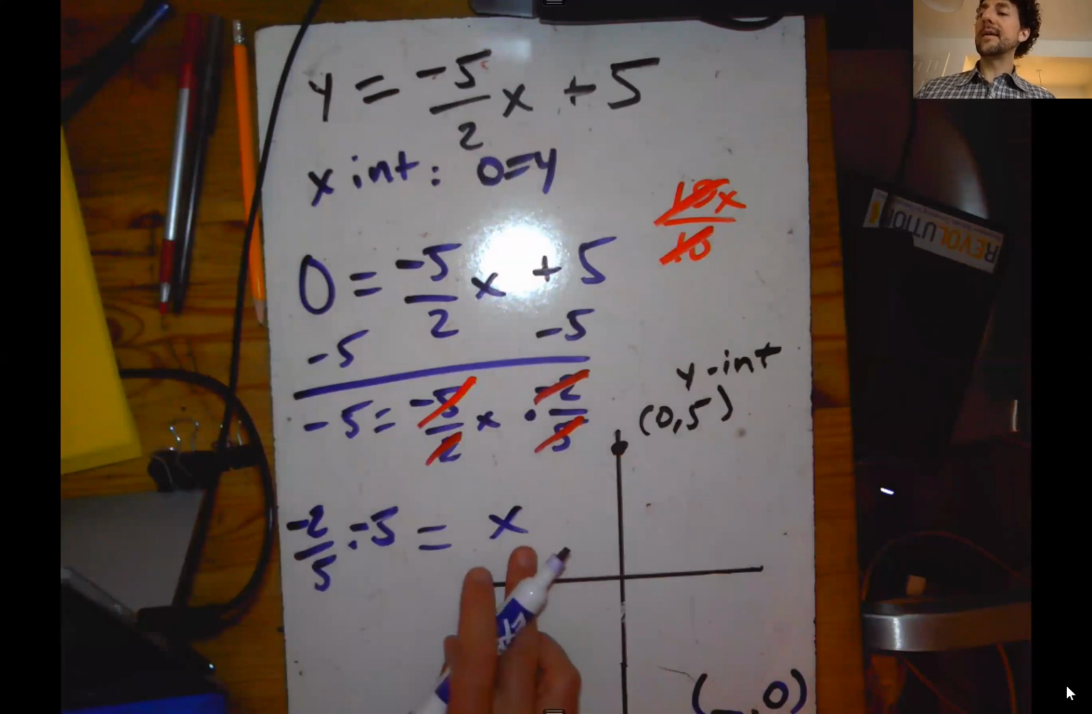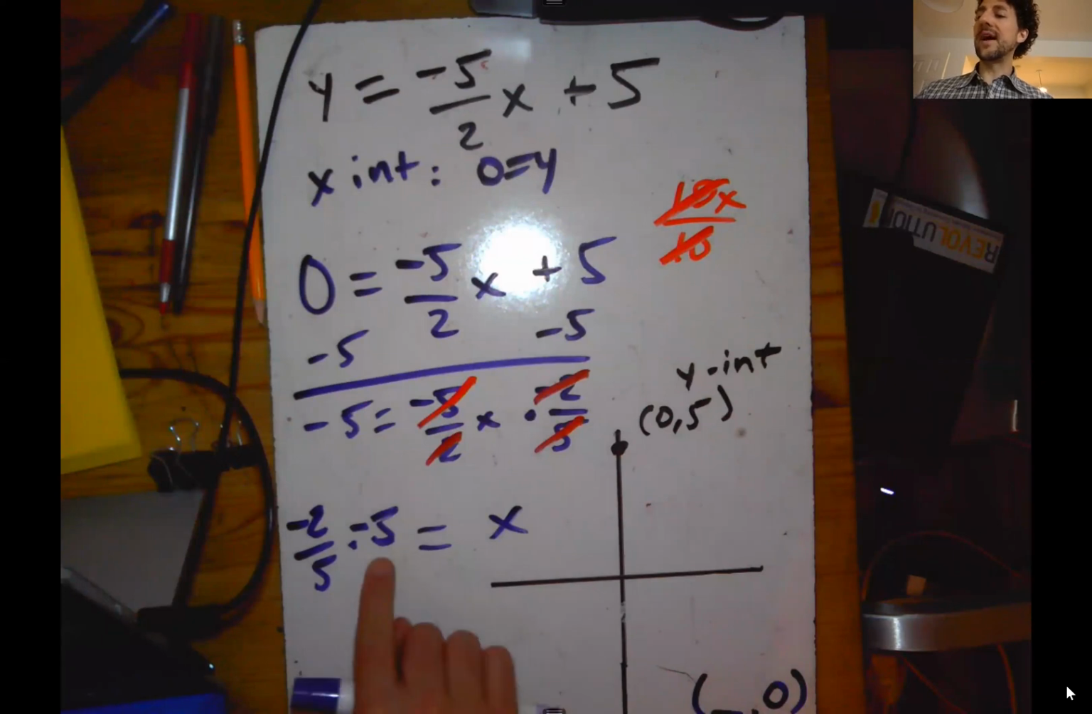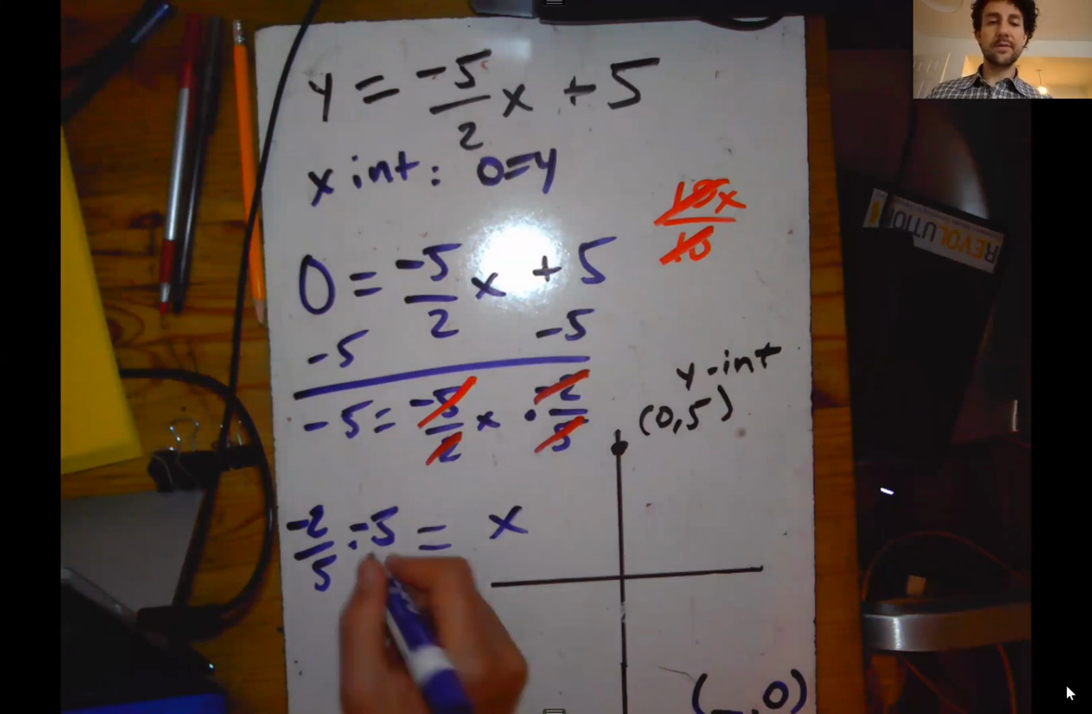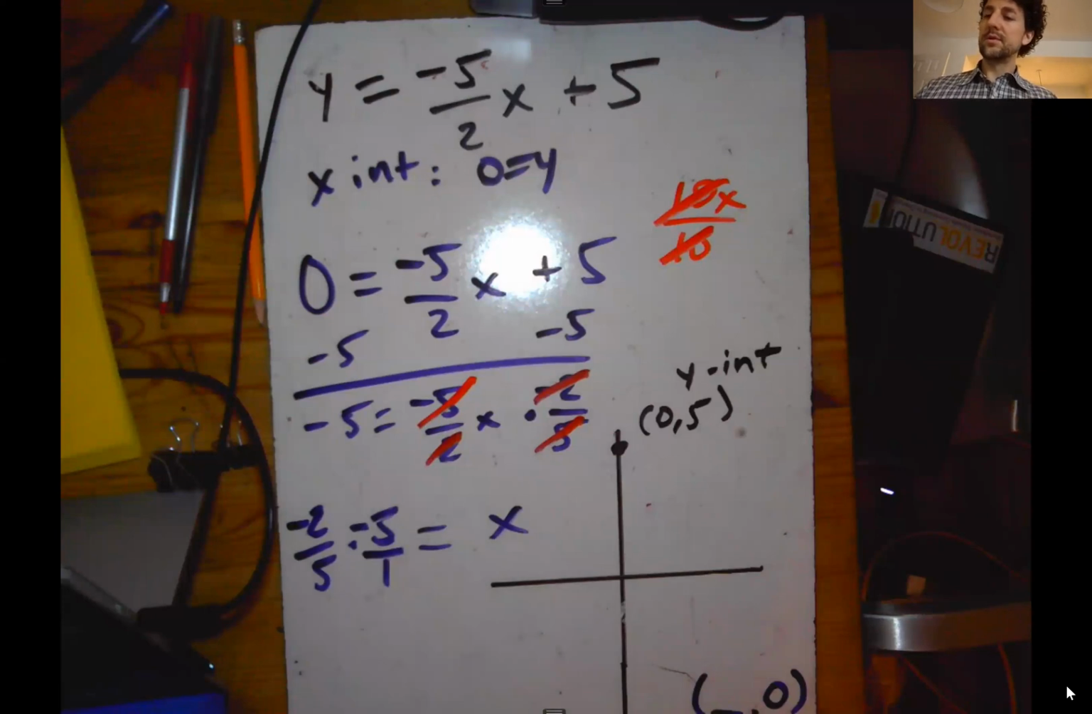When we multiply a fraction times an integer, remember that this -5 is the same as -5/1. So now I have -2 times -5 is +10. In my denominator, I have 5 times 1 is 5. So I get x equals 10/5. When I simplify 10/5, they both divide by 5. So I can divide by 5, divide by 5. And I get 10/5 simplifies to equal 2.